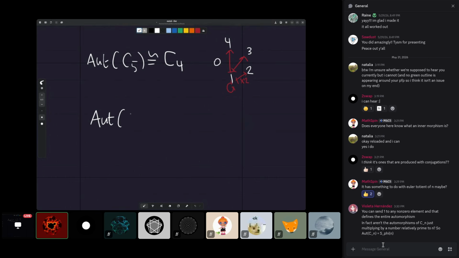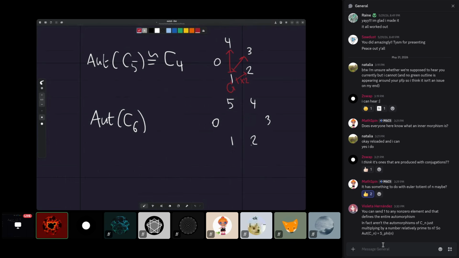So if we look at C6, it's a bit more sort of highlights the general case a bit better than C5. So C6, cyclic group on 6 elements. Here they are. What are the generators? We've had it mentioned in the chat. They are sort of in general, I guess, and for C6 in particular, it's all the things co-prime to 6.